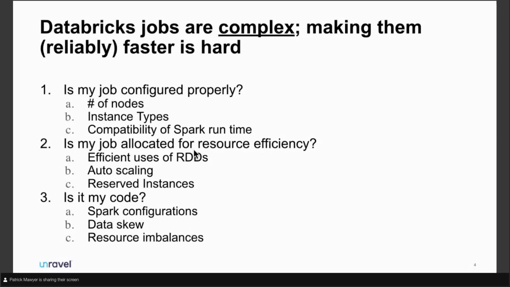Or is it a code configuration? Your Spark configurations, if you're having data skew or task skewing when you go to run your job, or maybe you're having resource imbalances, that could be the result of skewing activities, or maybe shuffle, inappropriate resource utilization. There's a lot of different things that can impact your application running in Databricks.